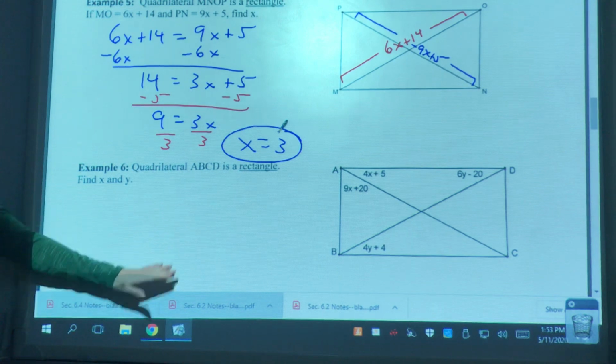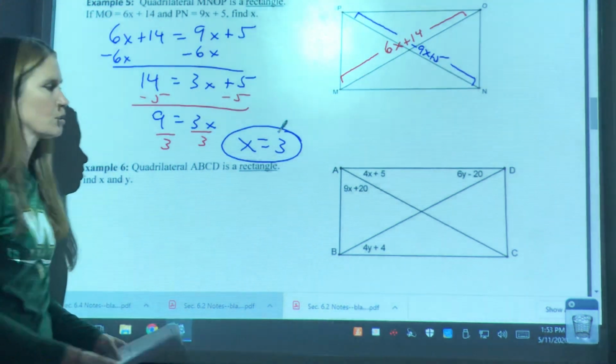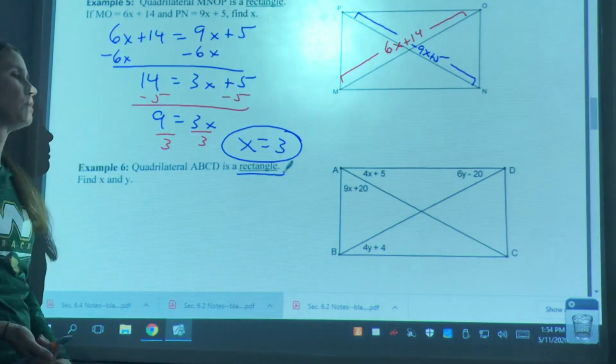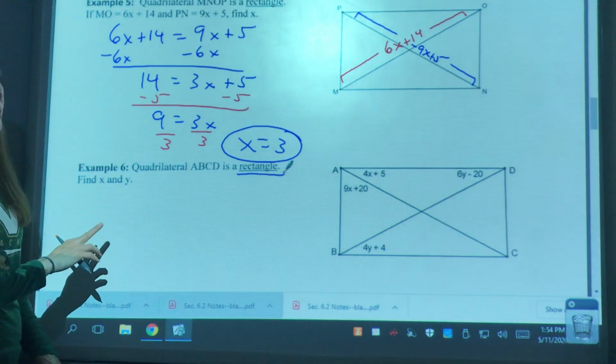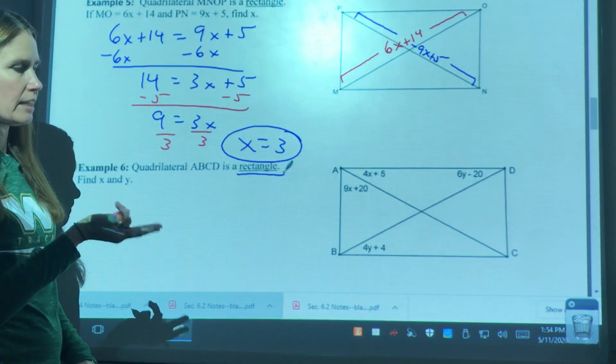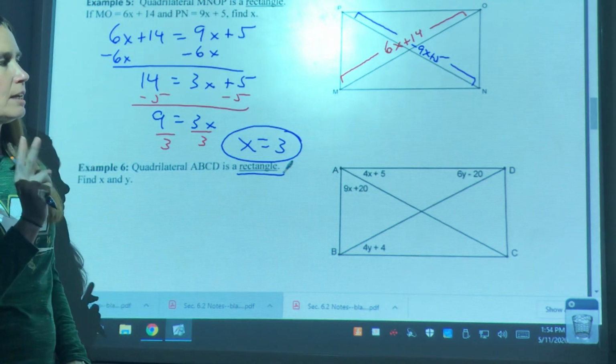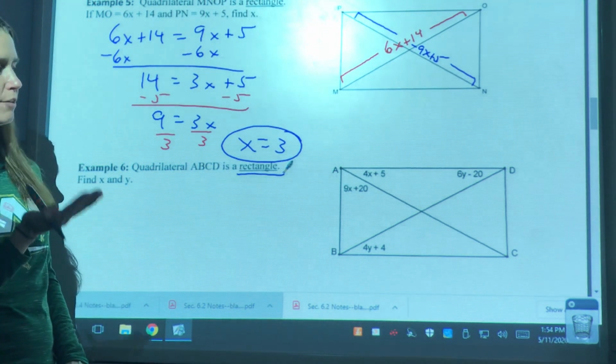If we look down here, it tells you again ABCD is a rectangle. Just make sure you're looking for those keywords. They're giving some hints of what to do. Just find x and y. So I have to try and think in this case of 2 true equations to solve for x and y.